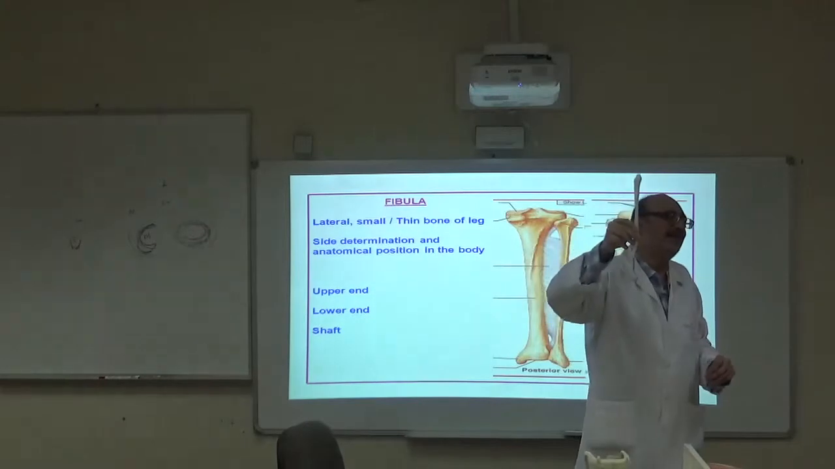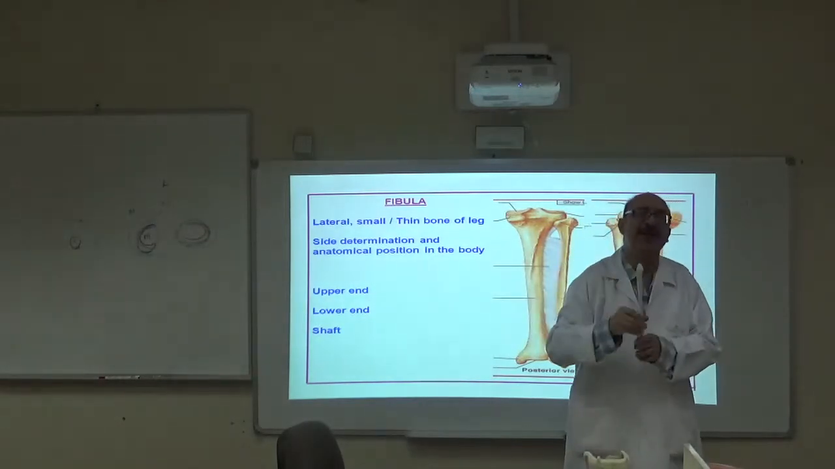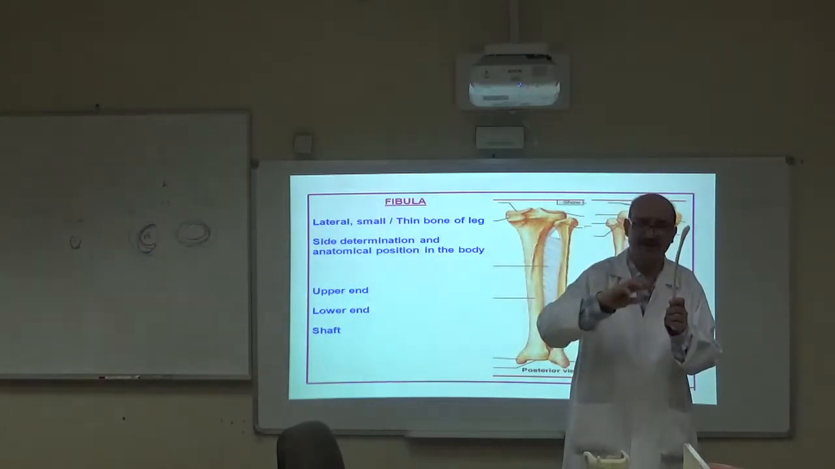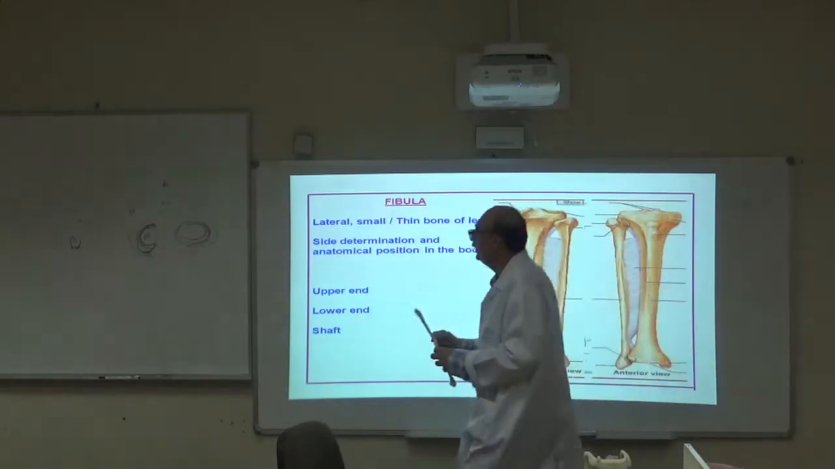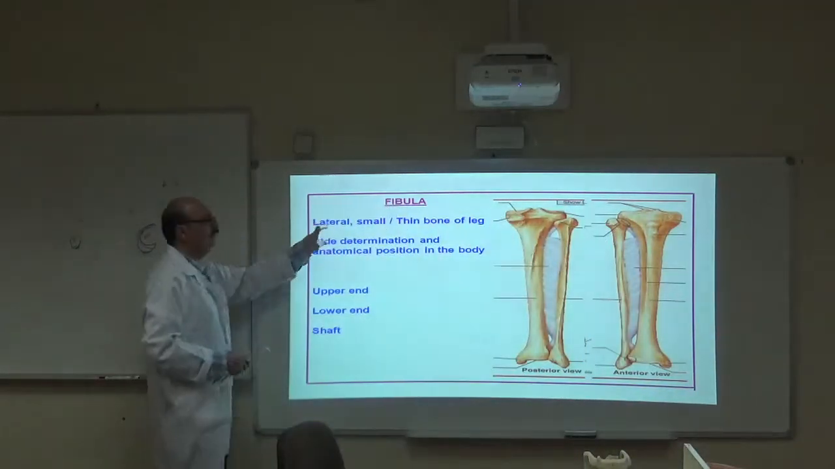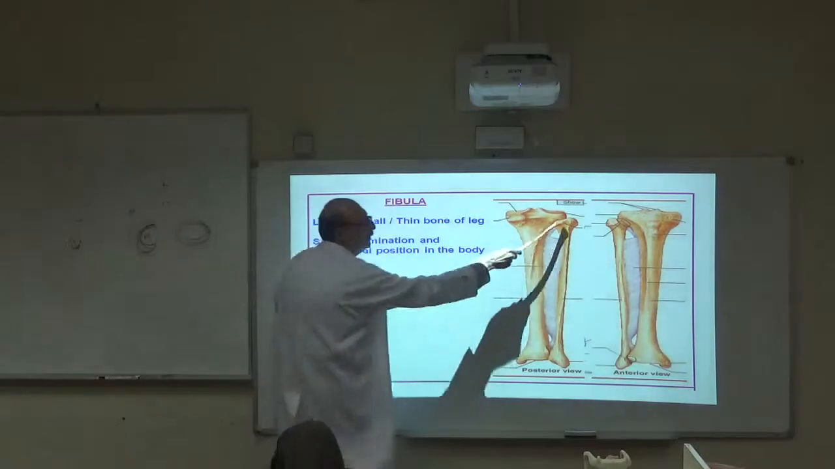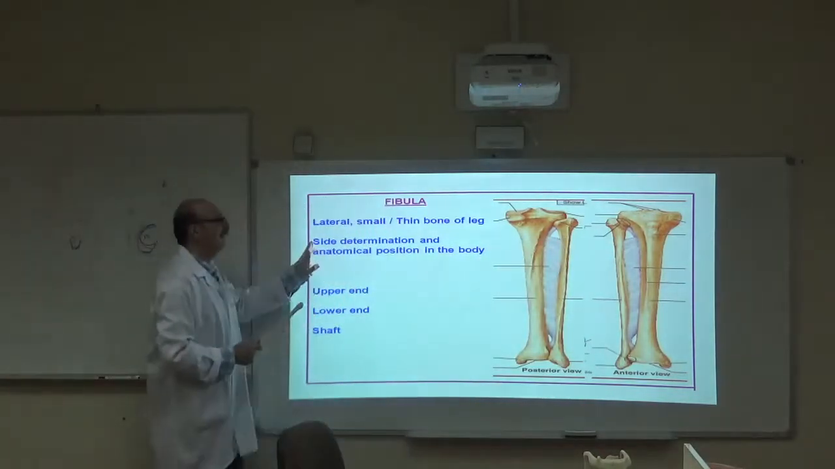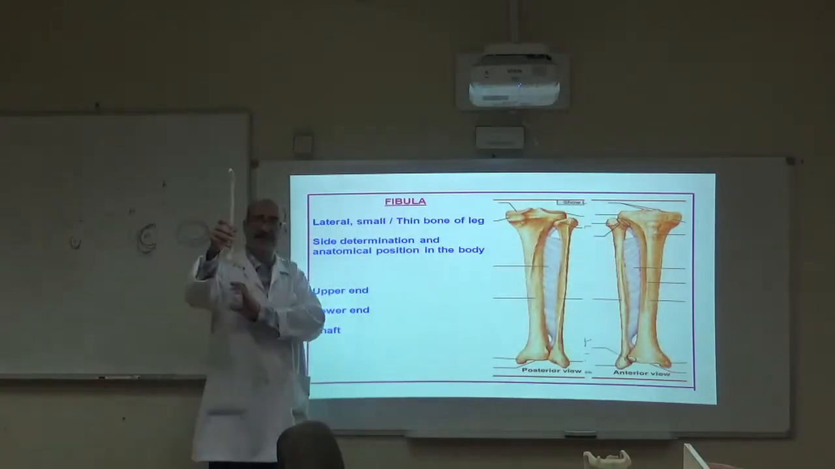And don't tell anyone, I will give you a formula when you are here, how to hold the bone, how to find right or left. Just try to appreciate what the things are. Lateral, small, thin bone of the leg. Then, side determination and anatomical position, vertical.